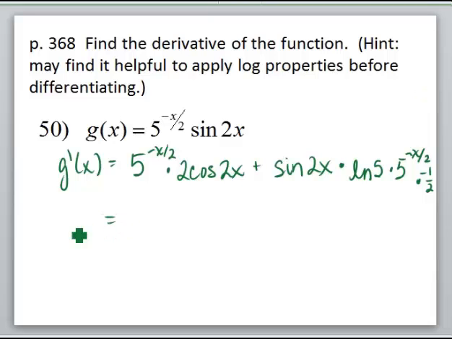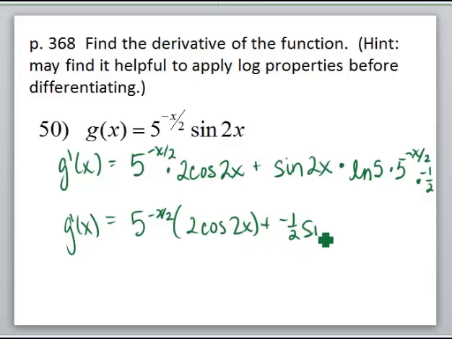So when I simplify this, it will end up looking like 5 to the negative x over 2, 2 cosine 2x, plus negative 1/2 sine of 2x, ln of 5, and 5 to the negative x over 2.